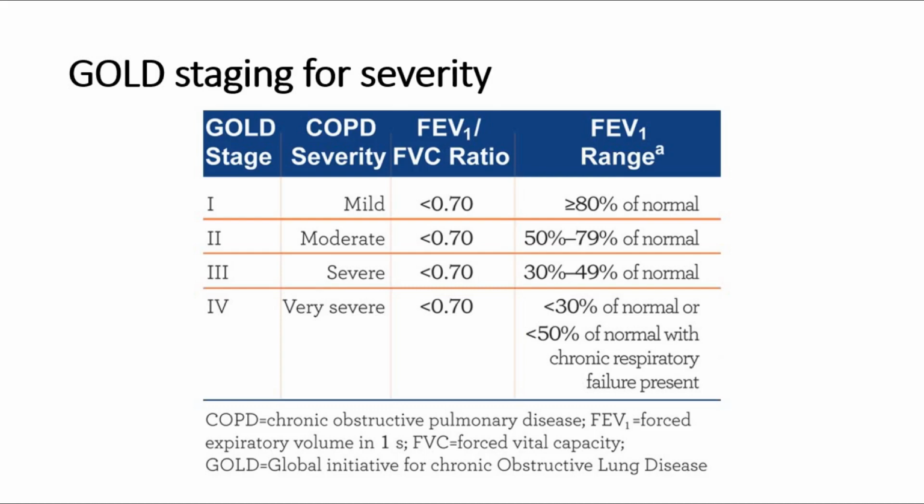For stage 1, which is the least severe, the FEV1 will be 80% or more. Stage 2, 50 to 79%. Stage 3, 30 to 49%, and below 30%, it will be very severe. So here we can see FEV1 is the forced expiratory volume in the first second, whereas FVC is forced vital capacity.